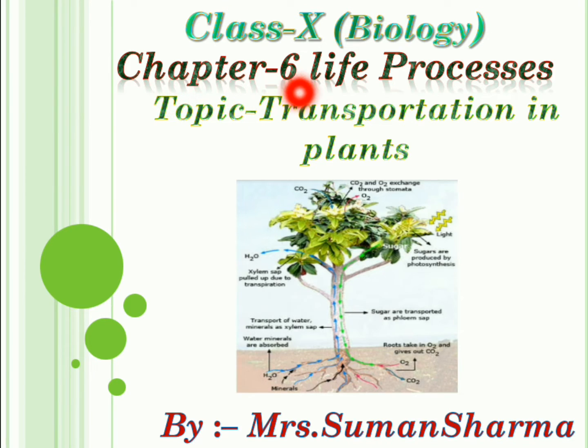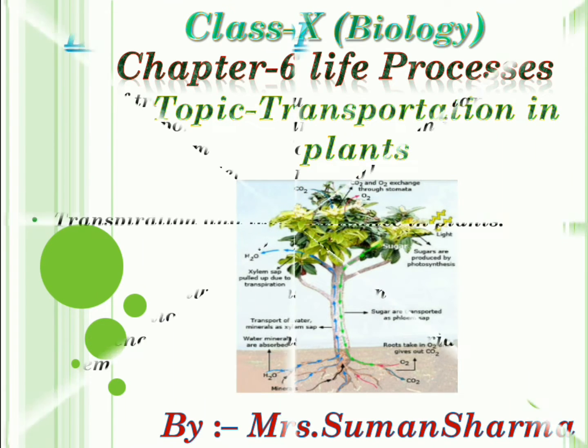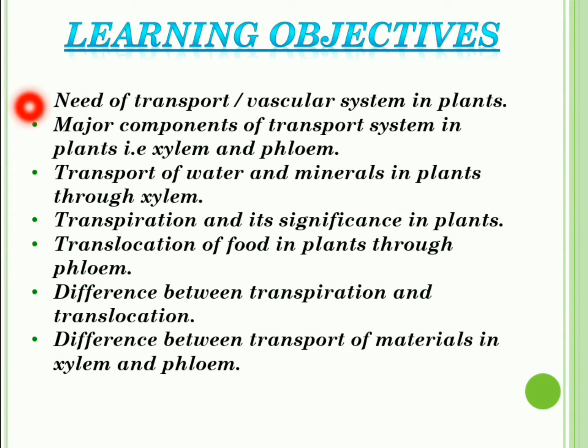In continuation of chapter 6 life processes, today we will study in detail about the topic transportation in plants. In today's topic, we will learn in detail about need of transport or vascular system in plants, major components of transport system in plants that are xylem and phloem, transport of water and minerals in plants through xylem, transpiration and its significance in plants, translocation of food in plants through phloem, difference between transpiration and translocation, difference between transport of materials in xylem and phloem.